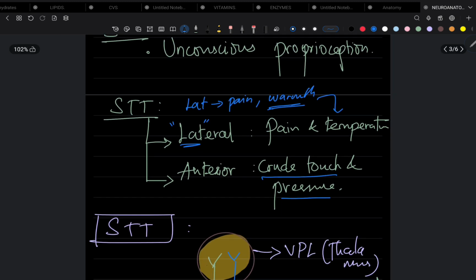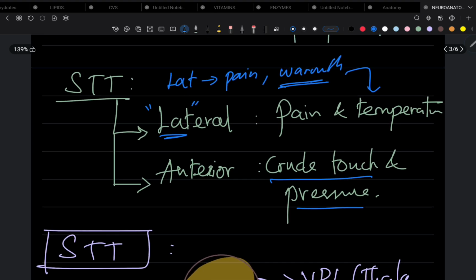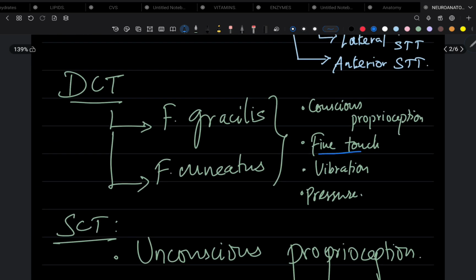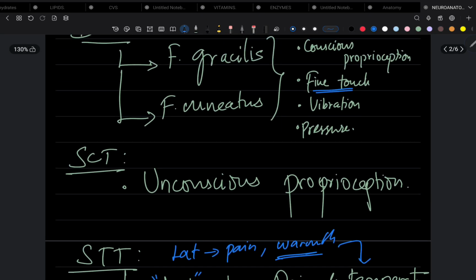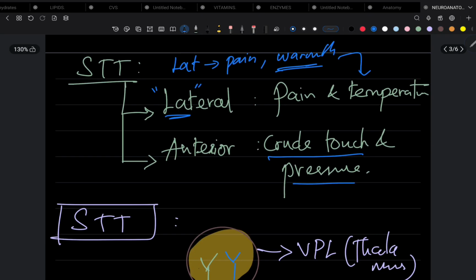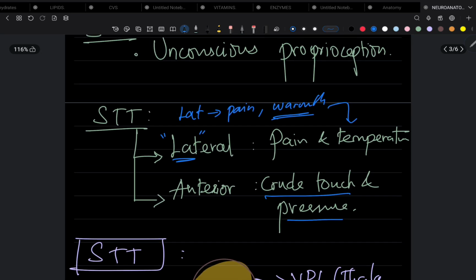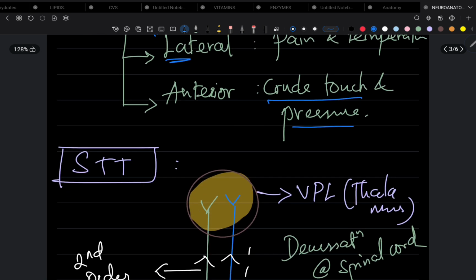So you should always compare things while you study. So we have seen that crude touch is carried by spinothalamic tract and fine touch is carried by dorsal column tract. So you should always be aware and don't confuse these touch sensations. Crude touch is always from anterior spinothalamic tract. So we have to remember that.